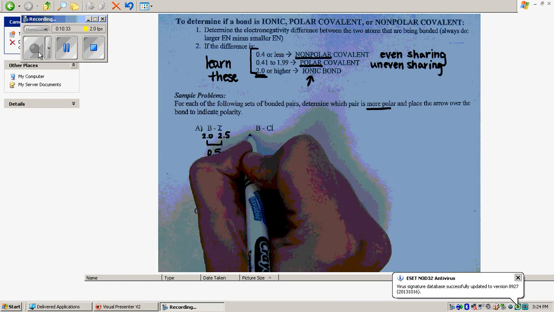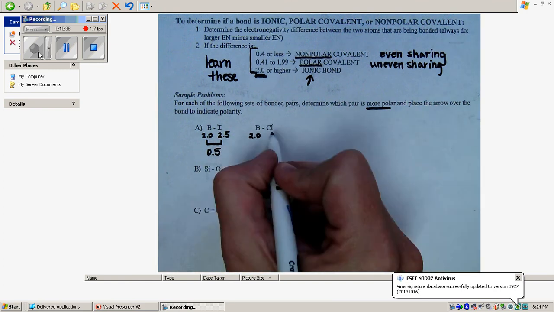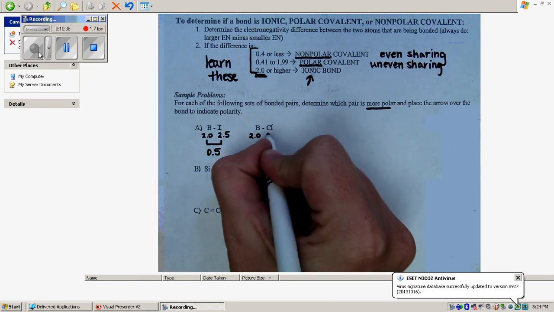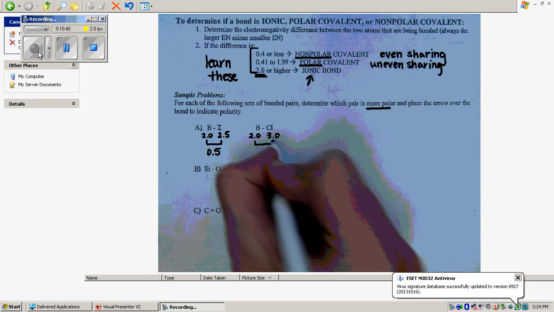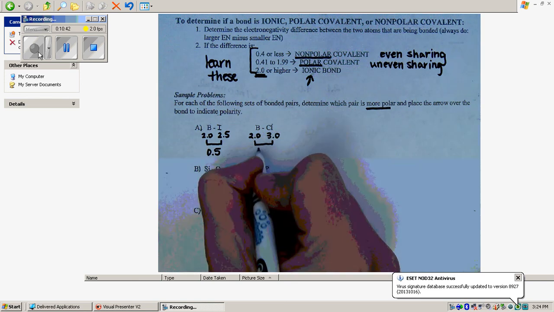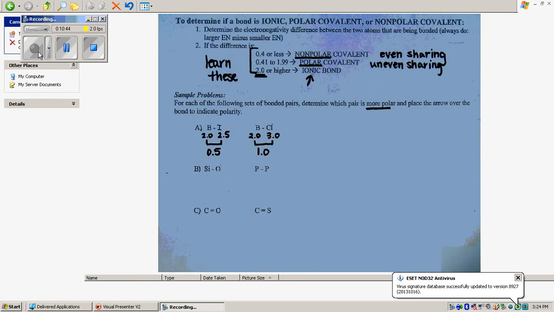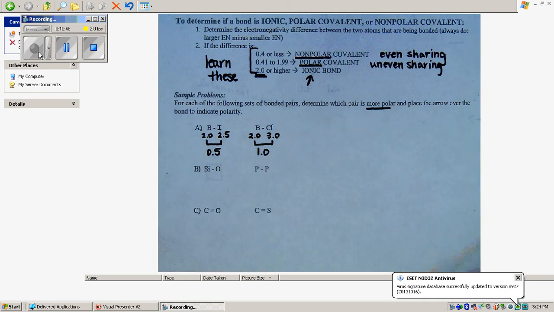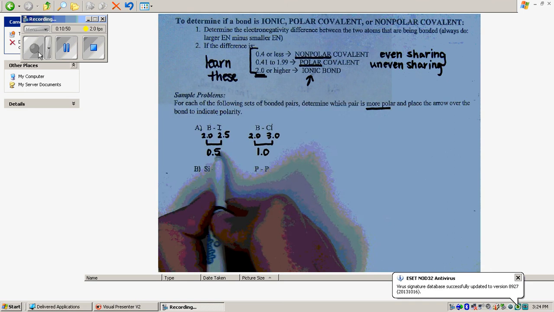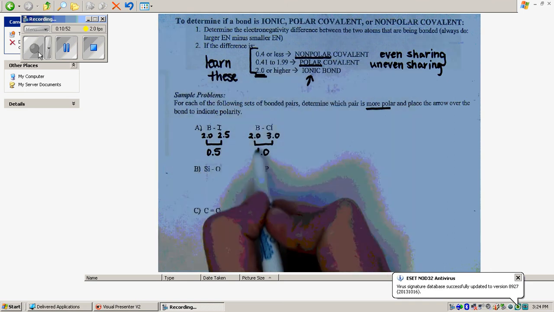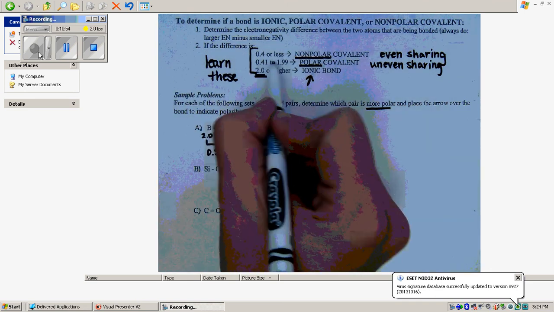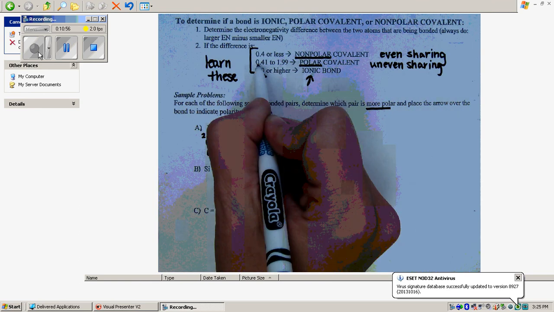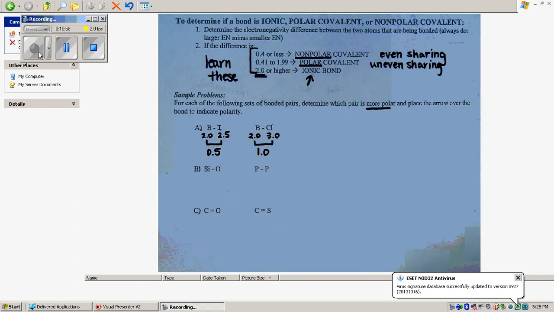Boron here, of course, will still be 2.0. Chlorine is 3.0. So if we subtract those two, we end up with a difference of 1.0. So both of these bonds are polar. The reason I know that is look at your differences. The difference of 0.5 and the difference of 1.0 both fall into the category here of polar covalent. So both of these are polar. I'm not going to write on my paper that they're polar. The way I'm going to show that they're polar is by using that arrow.